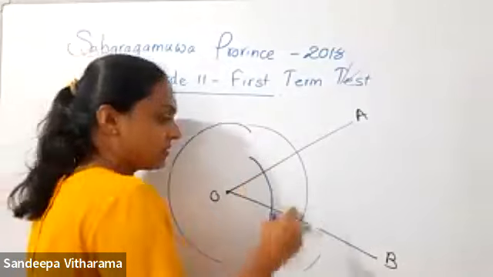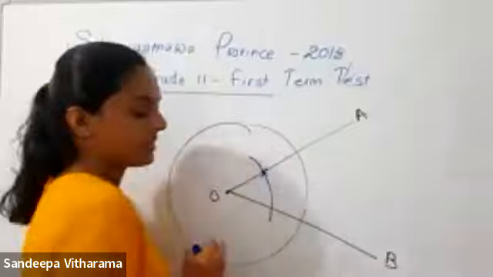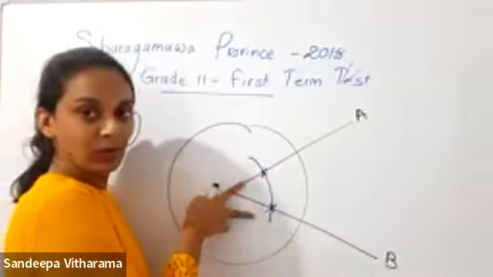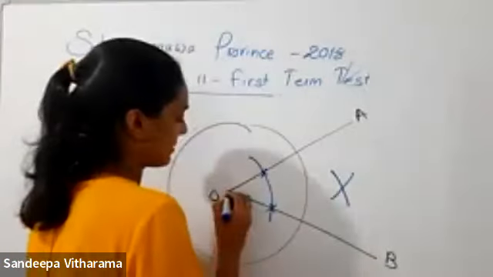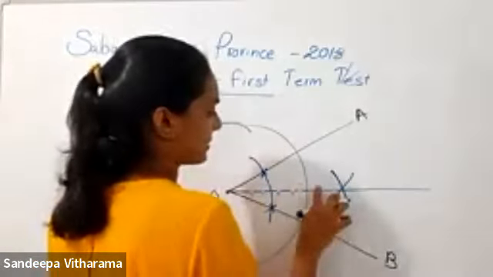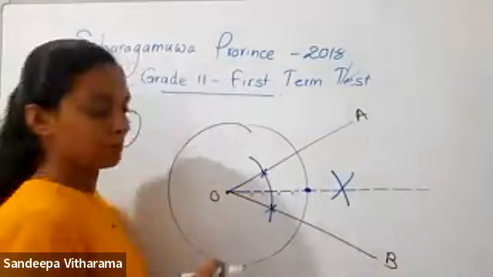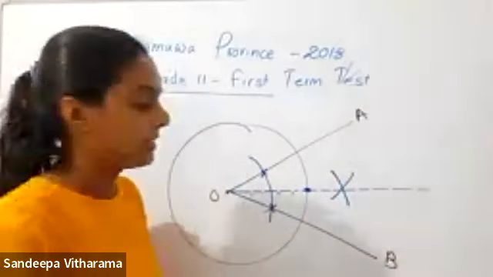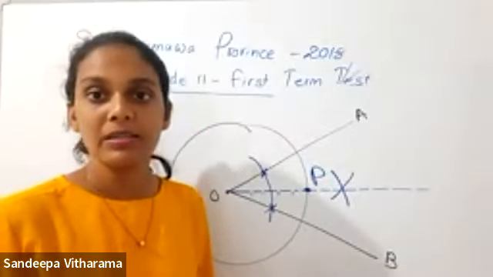Then change the distance and keep the compass on the two intersected points, and draw two arcs like this. Then mark using dotted lines. Dotted lines are a minimum mark. Then the point where this angle bisector meets the circle, you should mark it as P because they asked to mark it as P.